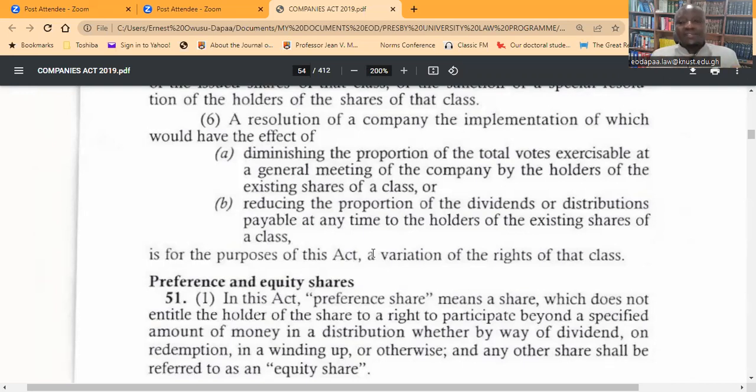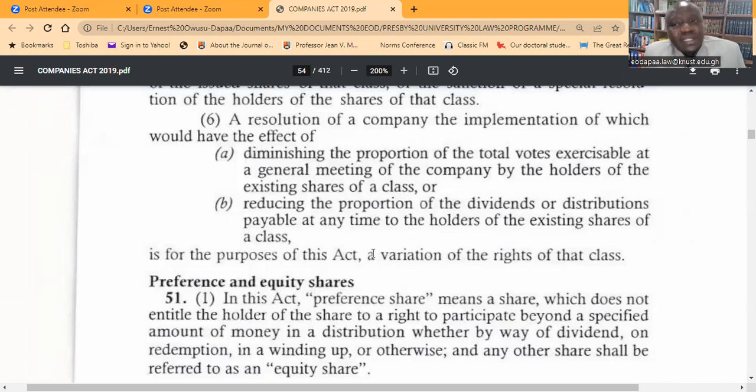So the two are disjunctive, they are not conjunctive. You don't need to have the resolution doing A and B before you can say that what you have witnessed is a variation of class right. Any of them will suffice. If the resolution passed by the company ultimately has the effect of reducing the total number of votes or the proportion of votes which holders of that class can actually cast during a general meeting of members, then their rights have been varied.